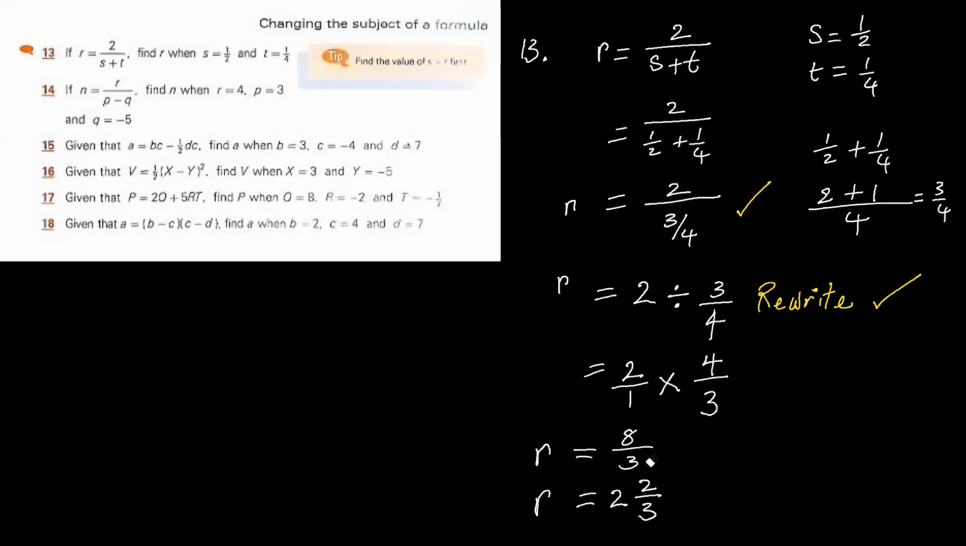Either one is okay, it doesn't matter. If you have 8/3, that's okay. If you have 2 and 2/3, that's okay. So the little problem was here: when you get 2 divided by 3/4, rewrite it.